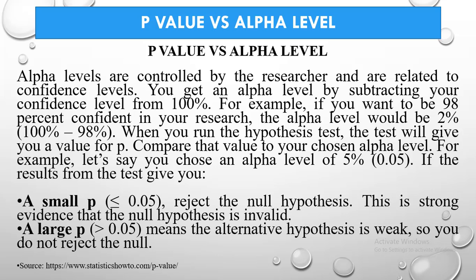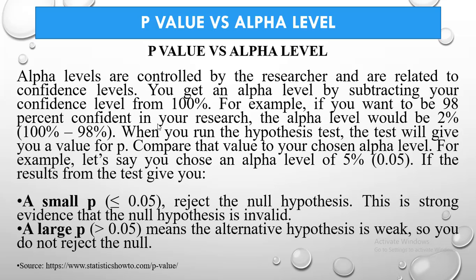Similarly, you set this alpha level by your assumption, and normally we use 0.05, 0.01, and some people use 0.1. But when you run the hypothesis test, the data will give you one value for p, that is the exact significance level. And then you compare that p-value with the alpha level.